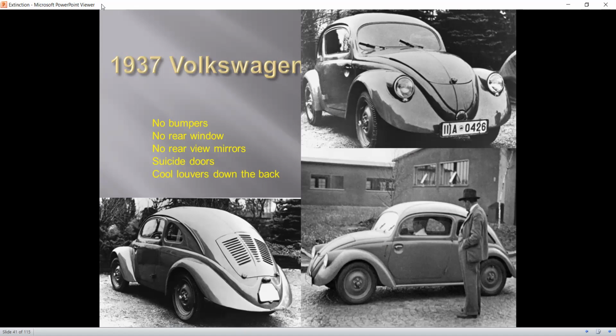Baffles? That's where the motor is. It's to keep the thing cool, heat is a big problem. It's air cooled. But inside, they look pretty much like a modern Volkswagen.